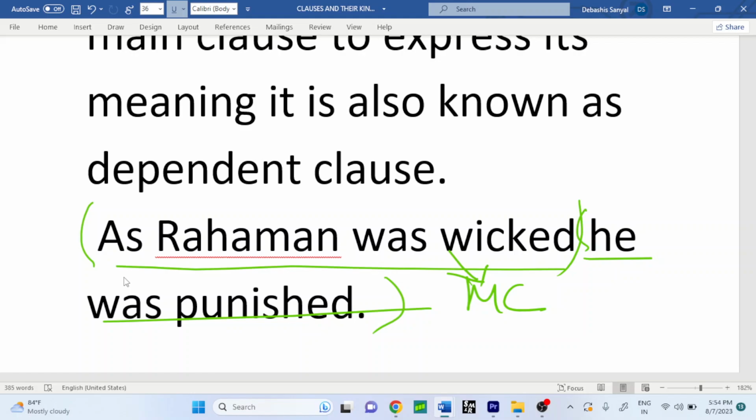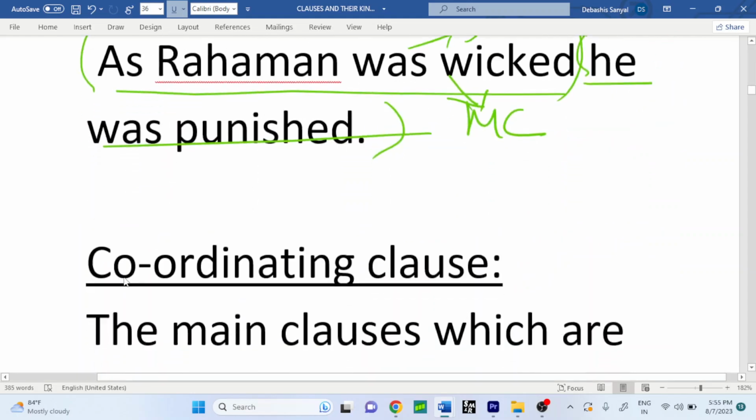If there is no "he was punished," then "as Rahman was weak"... If you say "as Rahman was weak," someone will not understand what you are actually saying. "As Rahman was weak": this underlined portion is totally dependent on the main clause, so it can be regarded as the sub clause.